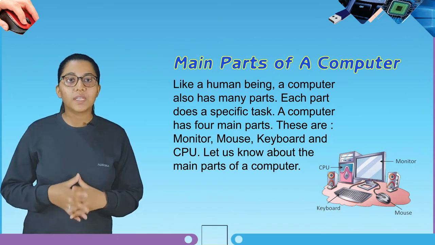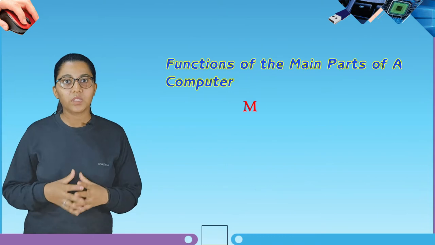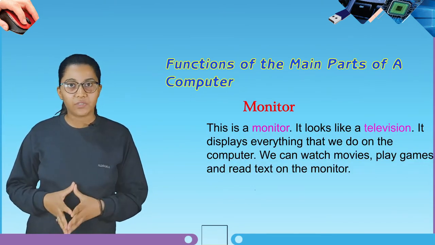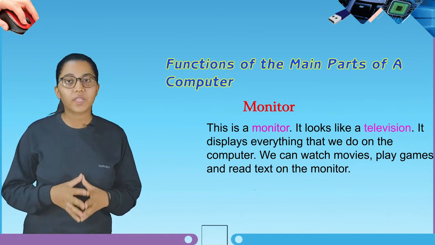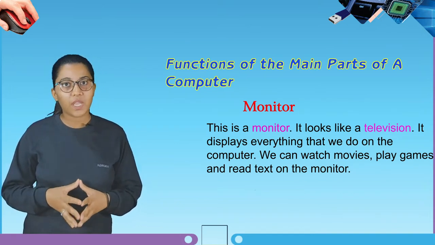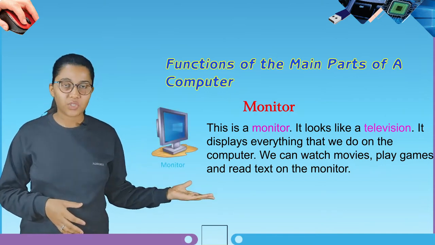So students, let's now learn about the function of the main parts of a computer. First is the monitor. This is a monitor. It looks like a television. It displays everything that we do on the computer. We can watch movies, play games and read text on the monitor. So students, here you can see a picture of a monitor.